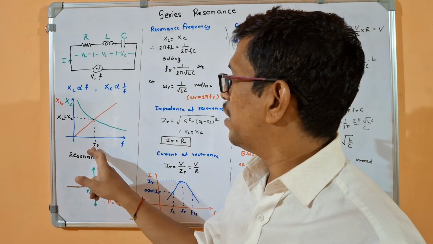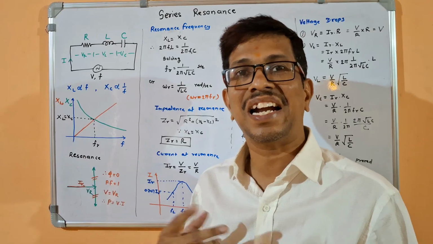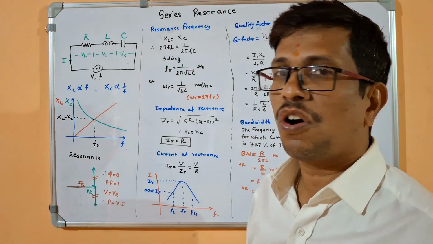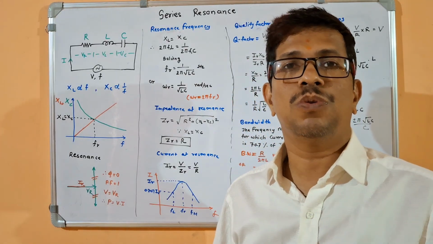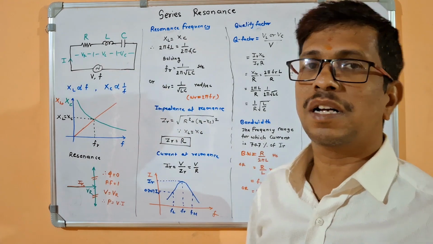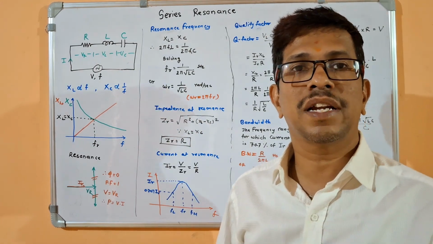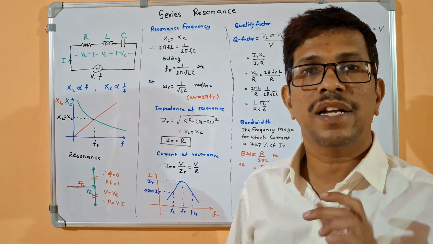But at a frequency we are getting the condition that XL becomes exactly equal to XC. So that condition is called as a resonance condition. If XL becomes equal to XC, the voltage drop across inductor and capacitor also becomes equal, and the effective voltage of the circuit we will get as only across the resistance.